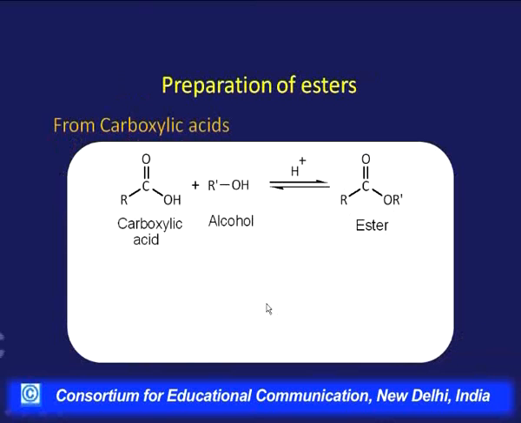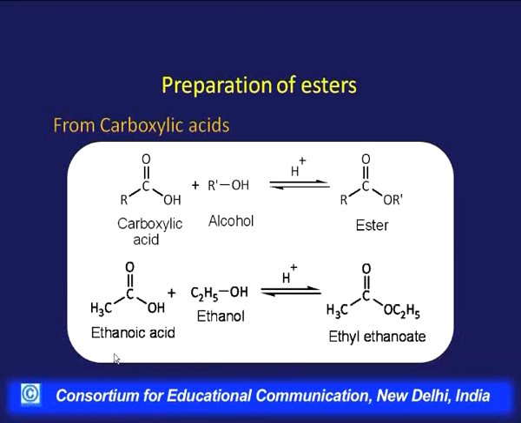Then preparation of esters. Esters, as I said, are obtained by the loss of a water molecule between some alcohol or phenol and carboxylic acid. So, we can use directly carboxylic acid and alcohol and a water molecule is to be removed. This reaction is generally carried out in presence of a few drops of sulfuric acid and this ester is obtained, such as if ethanoic acid is treated with ethanol, then a water molecule is lost and we get ethyl ethanoate.